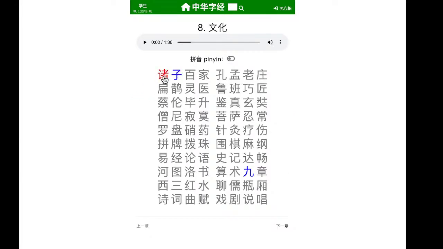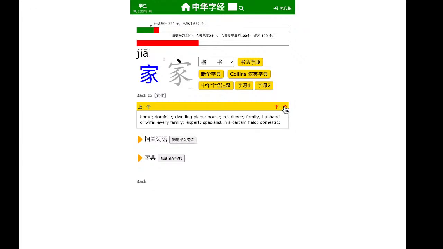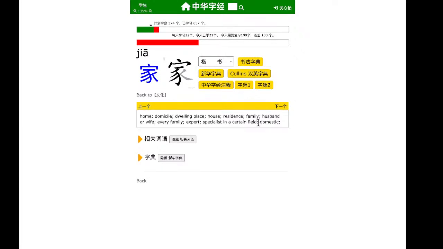But here we're referring to these people. So we'll get to 百, which is 100 or numerous and many. But in terms of literally, it's 100. 10 times 10. 家 is a home or dwelling place, a house or a family. Also refers to an expert or a specialist in a certain field.